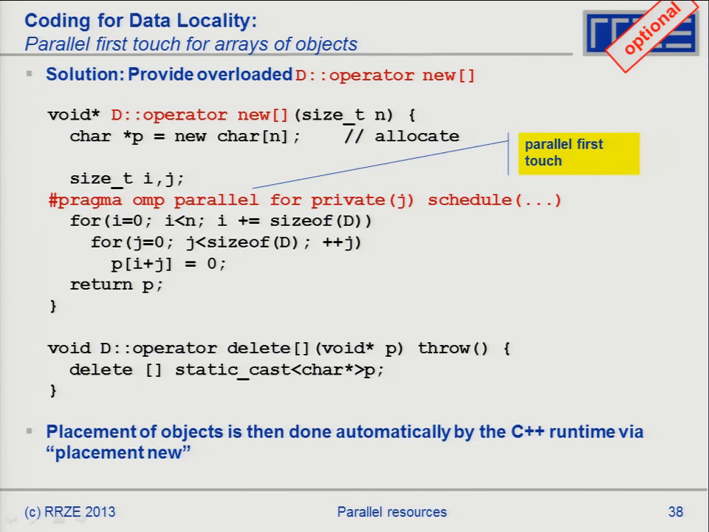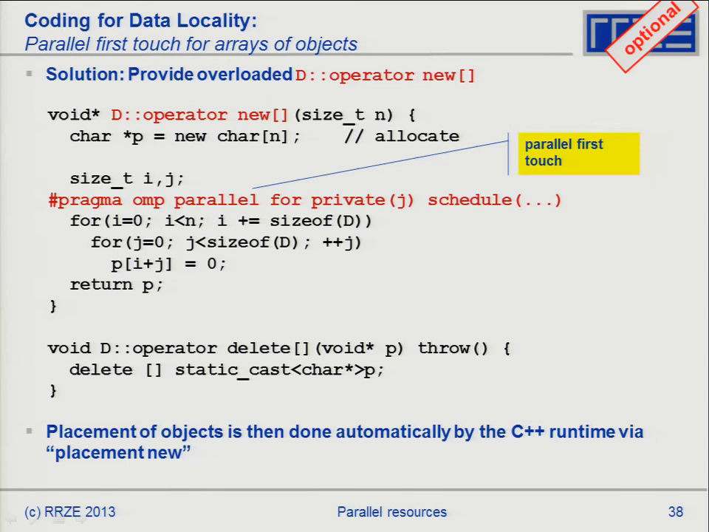Exactly. So I don't know how large D is. It could be large. One object of type D could be a lot of bytes. So I want to initialize in exactly the same way that the data is later used in a loop which uses a pointer to D as an iterator, for example. So I want to have a loop for initialization that jumps through the data in strides of size of D, just as I do it later in my code. And then, of course, I want to initialize the data itself.